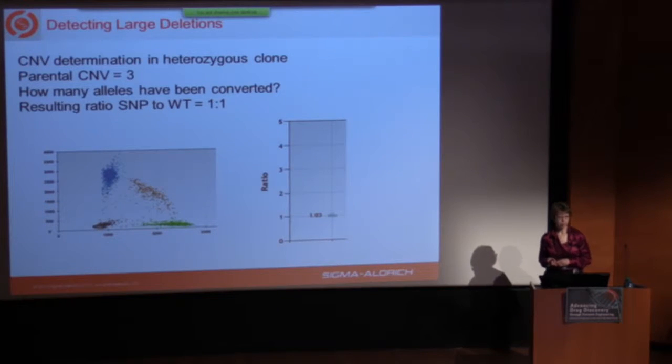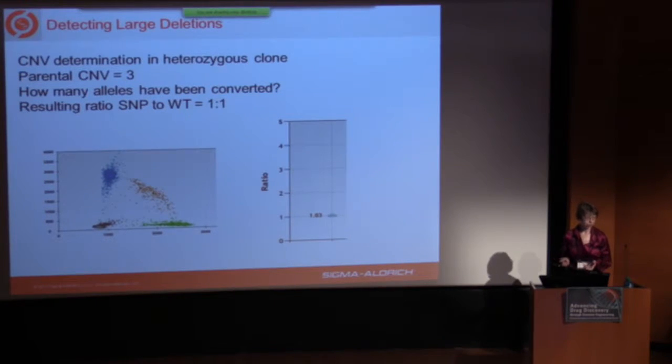And we were trying to answer the question: in these heterozygous clones, how many alleles have been converted? And if we wanted to go back and retarget that cell to capture all alleles, how many alleles remain wild type that we need to modify? And when we got a ratio of 1 to 1, that was surprising since there's supposed to be 3 copies. At least there was when we started out.